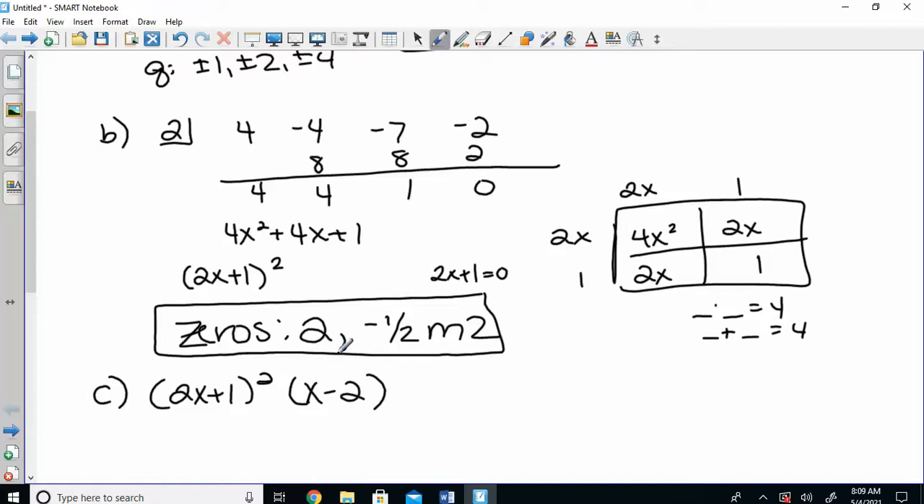Any questions on that one? How would you get 2 for a 0? From my synthetic. We found that first 0 just by looking at the graph where it hit the x-axis. Other questions there?